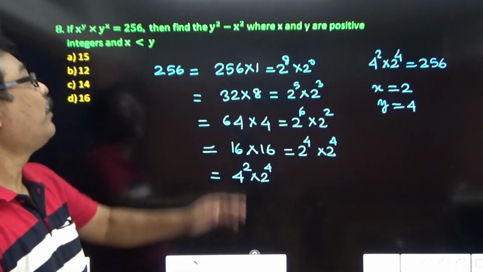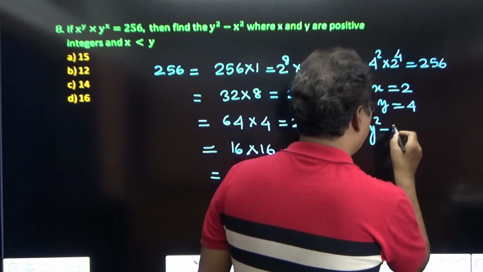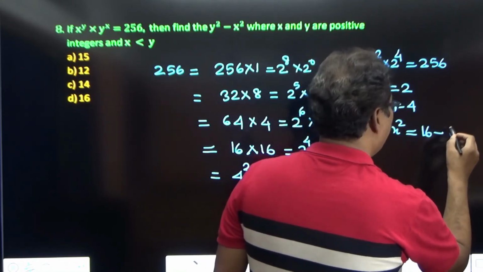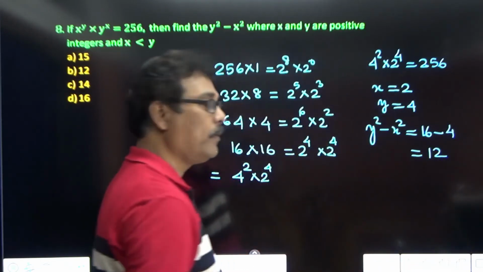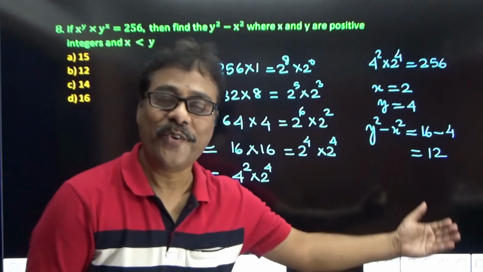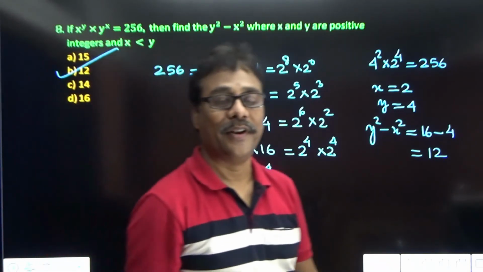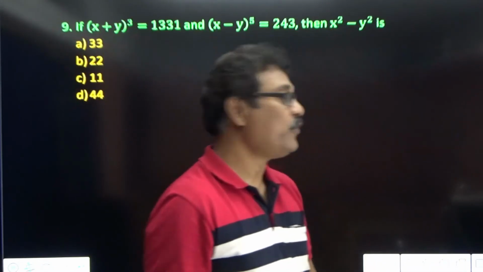Now the question is what is y square minus x square. So for that what will I do? Y square minus x square. Y value is 4, whole square is 16, x value is 2, whole square is 4, and what I am getting now? 16 minus 4, that is 12. So 12 is going to be my answer for this particular question. All of you got it now? Okay. Now let's go to the next question.